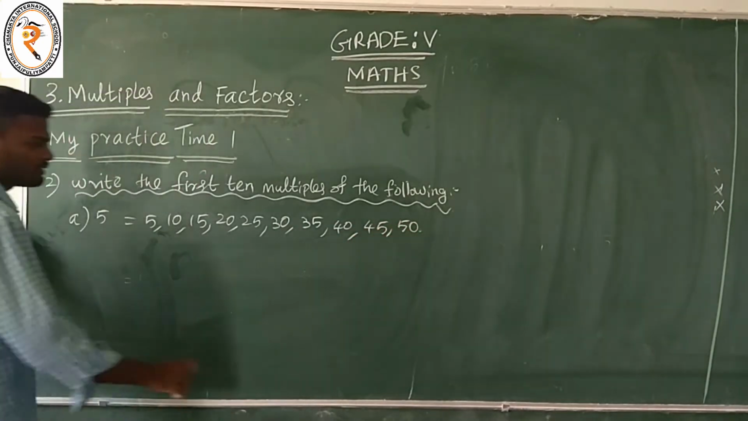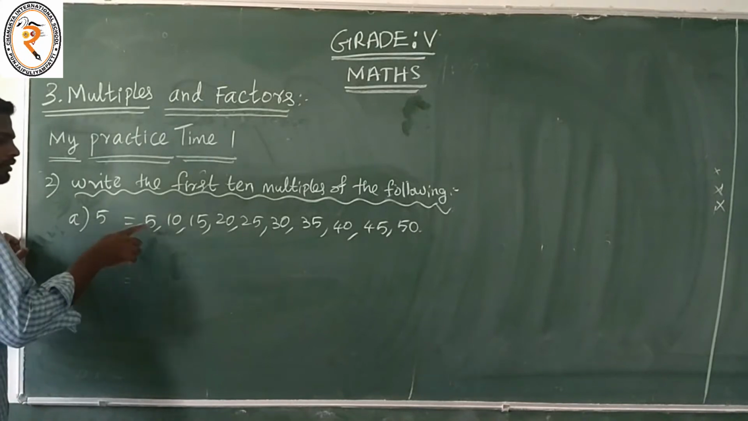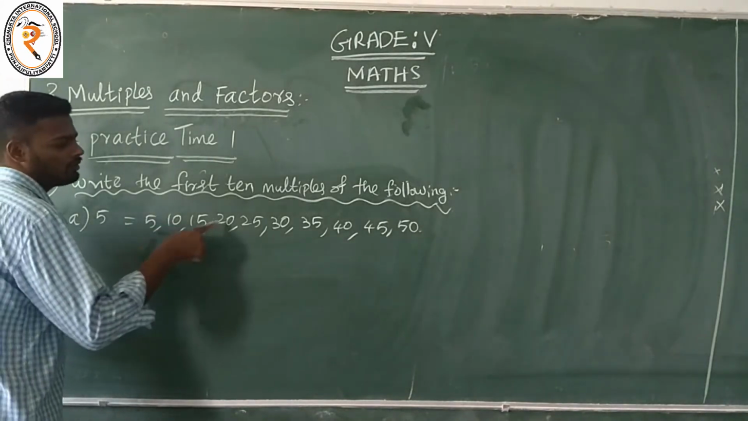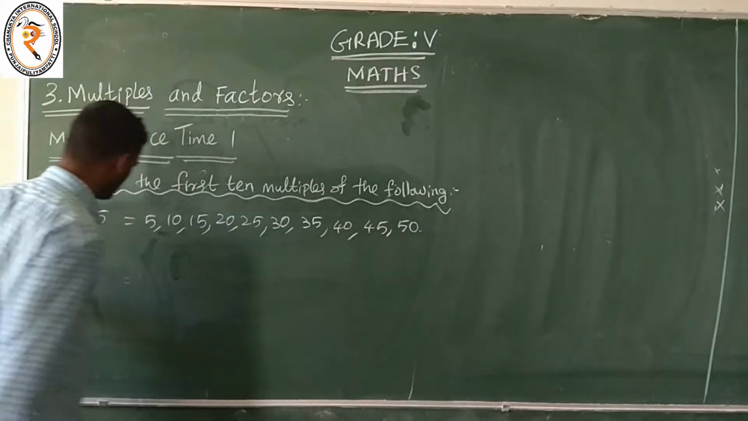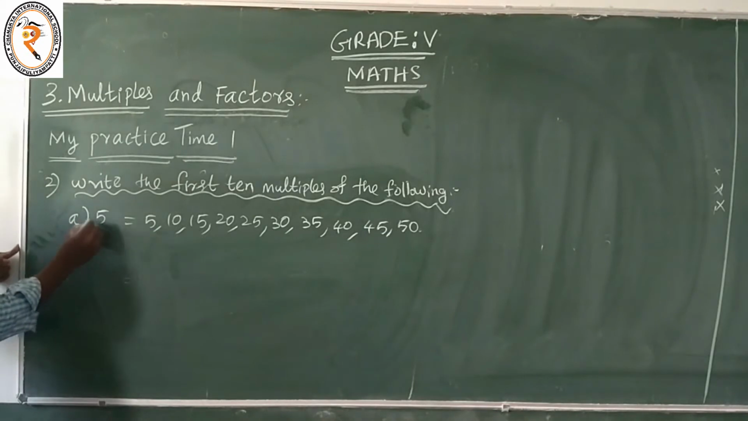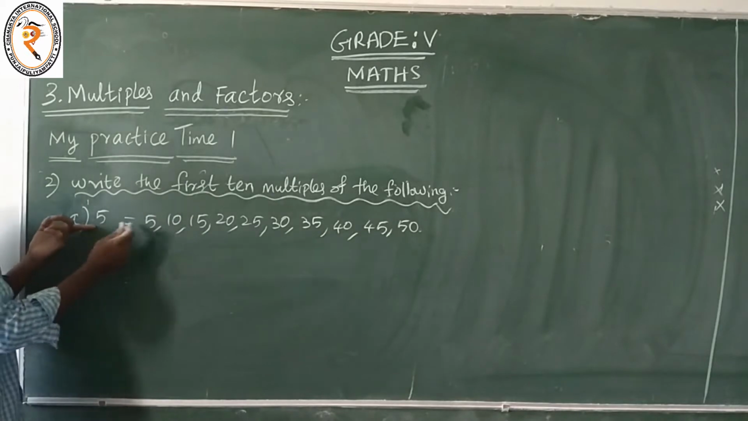The first 10 multiples of 5 are 5, 10, 15, 20, 25, 30, 35, 40, 45, 50. This is the table of 5, the first 10 multiples of 5.